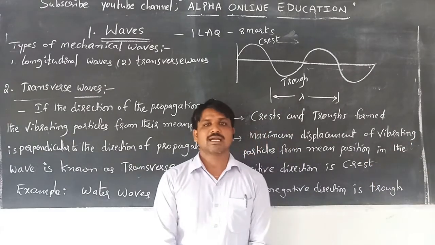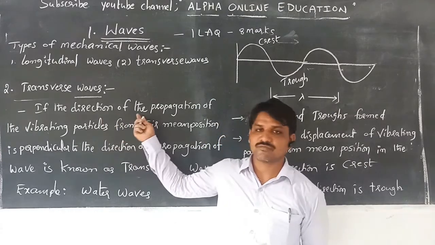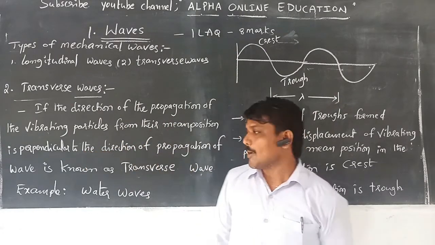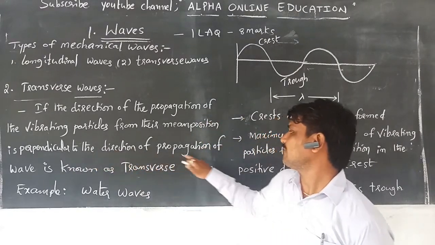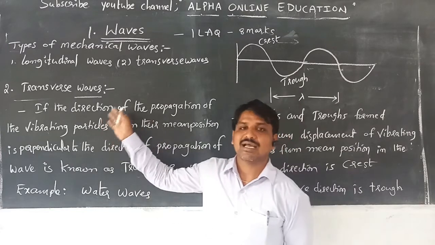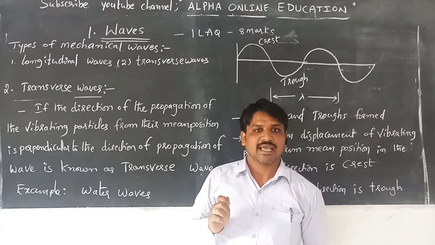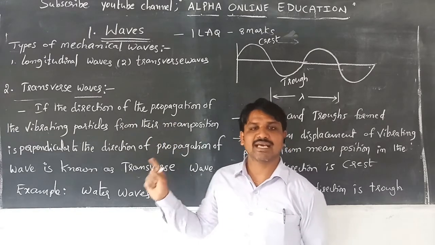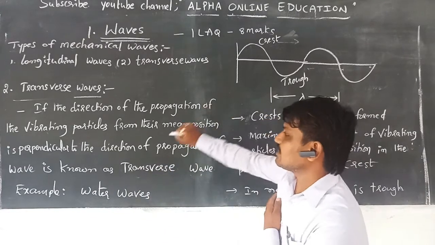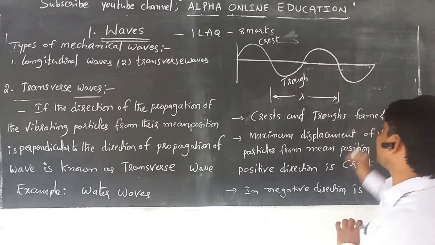The second type is transverse waves. Transverse waves means the direction of vibration of a particle from its mean position is perpendicular to the direction of propagation of the wave. Once again, the direction of vibration of the particles from the mean position is perpendicular to the direction of propagation of the wave, and this is called a transverse wave. Here, in transverse waves, crests and troughs will be formed.